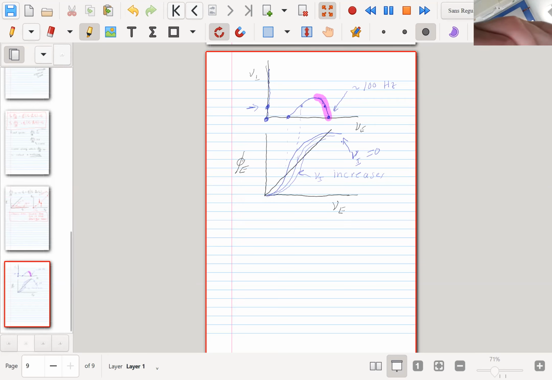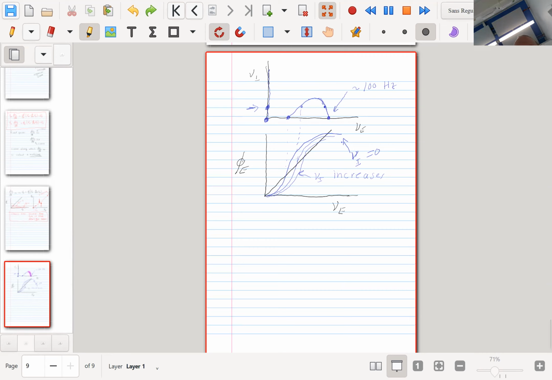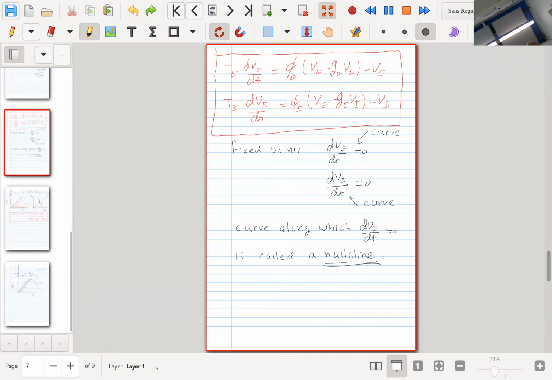And that should be stable. And over here, your firing rate is an intermediate value, but that should be unstable. And again, if you look at the equations, the excitatory firing rate, the sign of d nu E dt, the dynamics, is determined by this difference. If phi is greater than nu E, then d nu E dt is positive. If it's less, d nu E dt is negative.